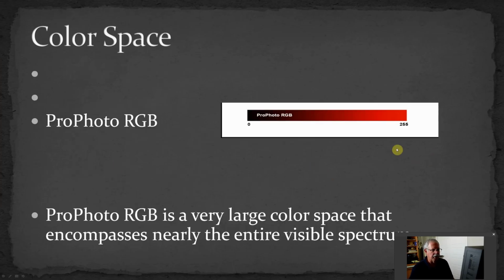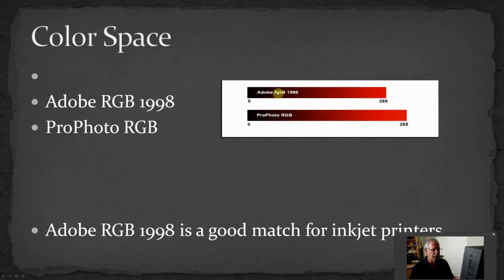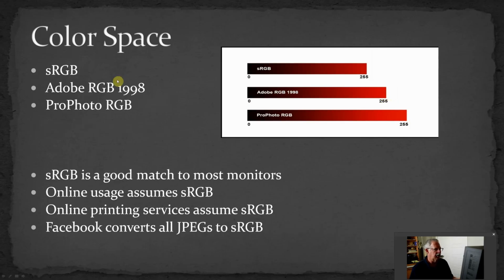In terms of color spaces, I said Profoto is the largest, but you can still think of it as having values from 0 to 255. It's just that 255 is defined to be a more intense color red, for instance, than in Adobe RGB. That same value is less intense, and in sRGB it would be even less intense.